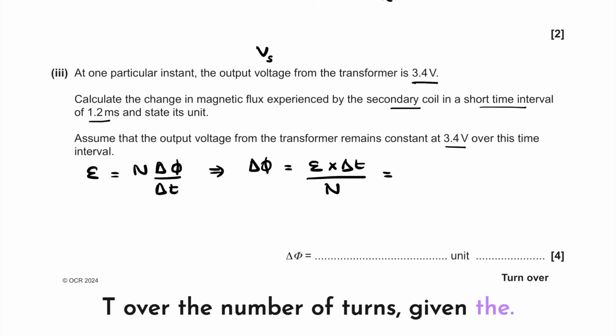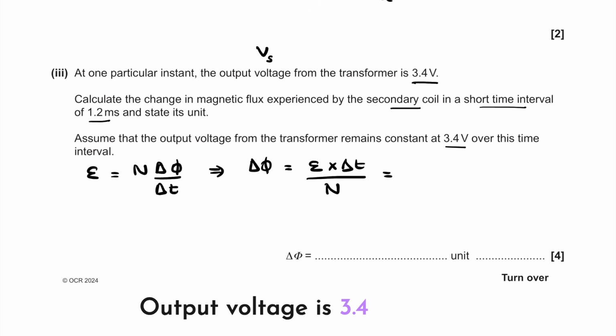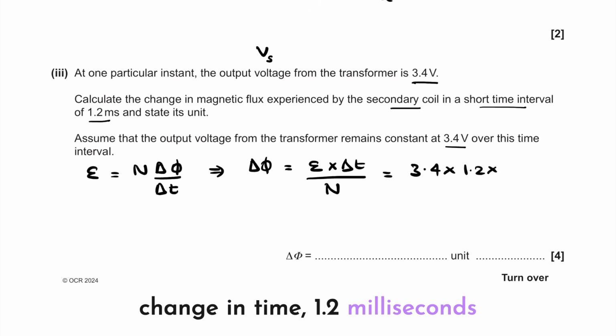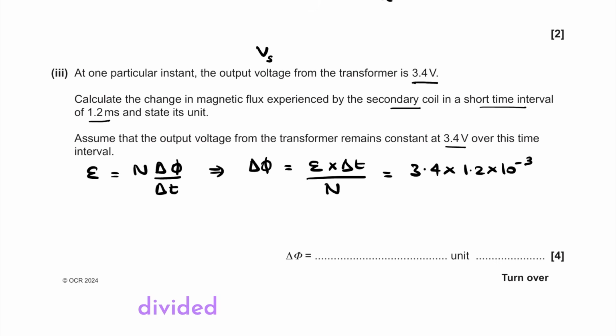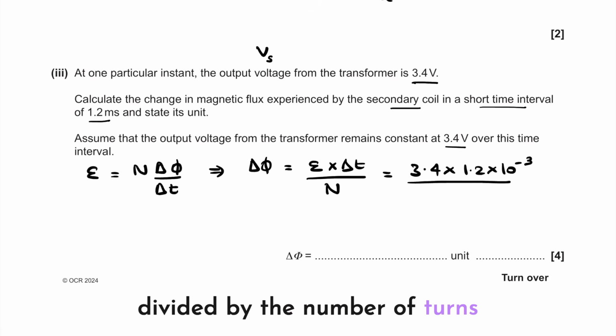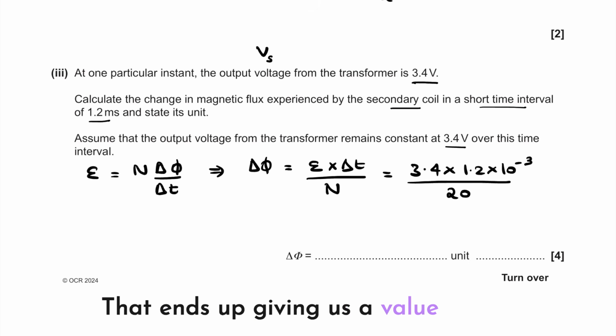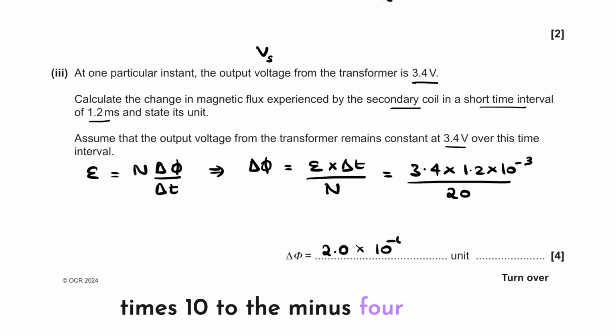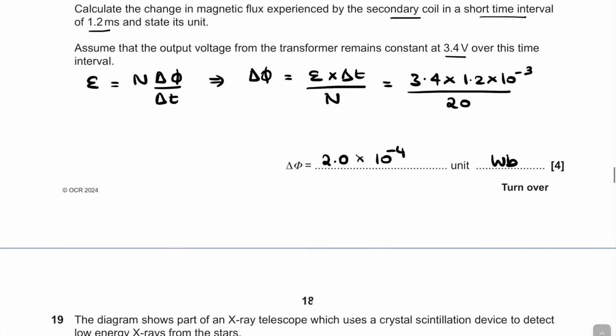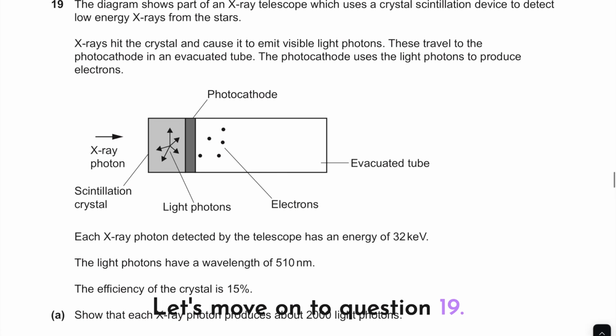So let's rearrange. Delta phi is equal to EMF times delta T over the number of turns. Given the output voltage is 3.4 times the change in time, 1.2 milliseconds, divided by the number of turns in the secondary coil, which is 20. That ends up giving us a value of 2 times 10 to the minus 4 Webers. Let's move on to question 19.